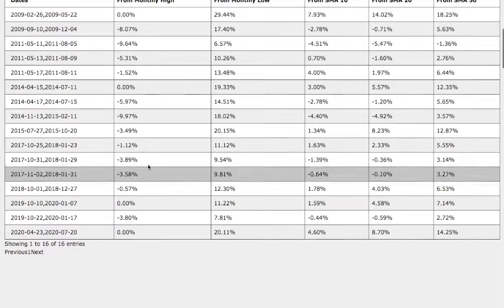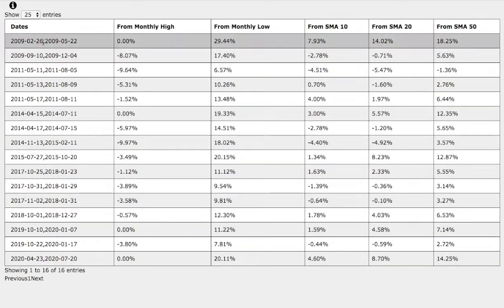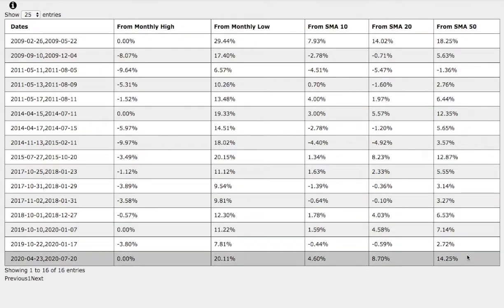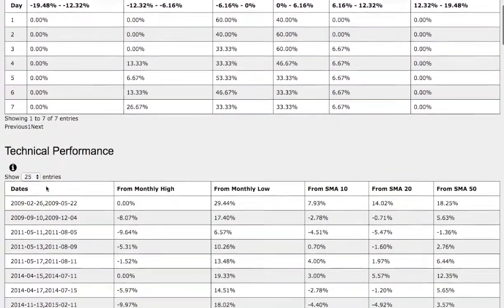So the model that we're currently in, we're 0% away from monthly high, up 20% from monthly low, up 4.6% from 10-day simple moving average, up 9% from 20-day simple moving average, and up 14% from 50-day simple moving average. Compare that to the trend in the past. Back then it was 0% away from monthly high, up 30% from monthly low, up 8% from 10-day simple moving average, up 14% from 20-day simple moving average, and up 18% from 50-day simple moving average. So among the two trends, there are technical similarities. Again, these models are available in the link below, so do check it out.